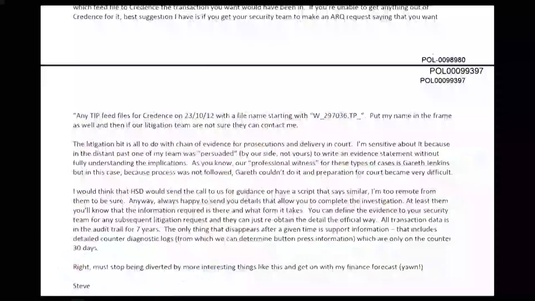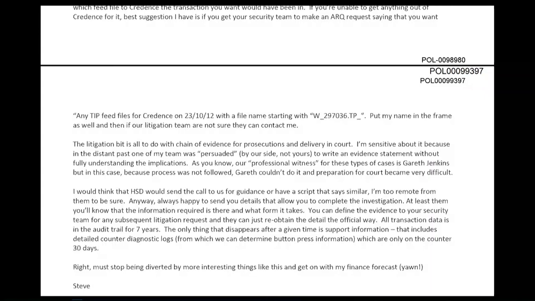You continue, as you know, our professional witness for these types of cases is Gareth Jenkins, but in this case, because process was not followed, Gareth couldn't do it, and preparation for court became very difficult. What was the process that ought to have been followed, but which was not followed? I don't remember, and I find that sentence strange because my recollection is that Gareth Jenkins started fulfilling that role after Anne Chambers found herself having to give a witness statement. So I can't think now why I made that statement. That's what I'm exploring with you.